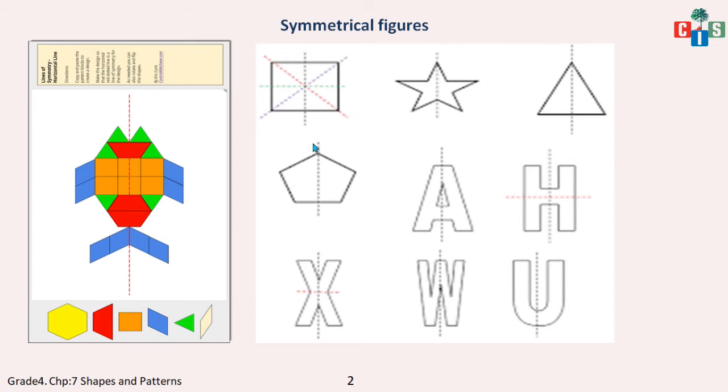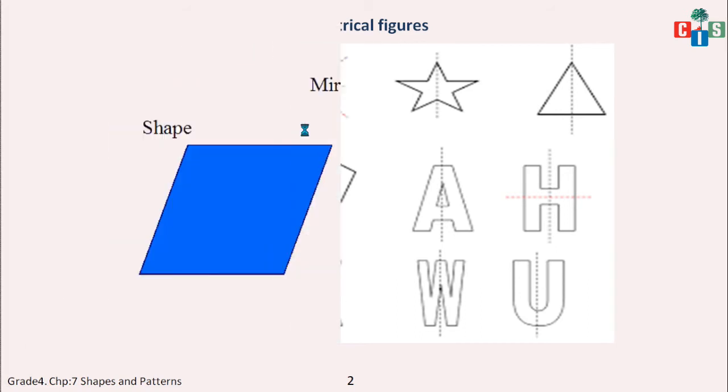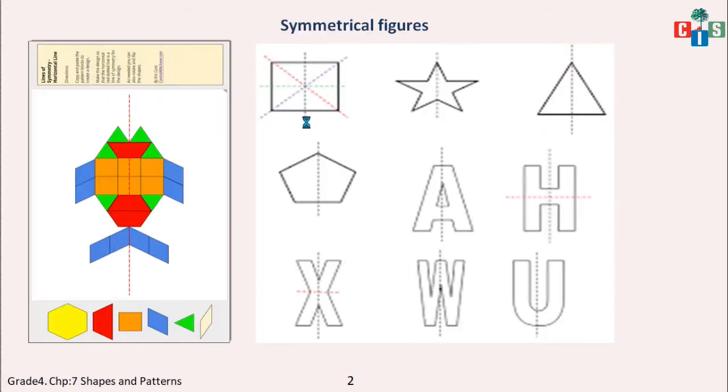I can fold it in the vertical way, in the horizontal way, along the slant line, right side slant line, left side slant line. Anyway you fold it, you will find that both the halves are equal. For the star, this vertical line is the line of symmetry. If I fold on the basis of this line, it will be equal. But if I fold this way, horizontally, it will not be a symmetrical figure.